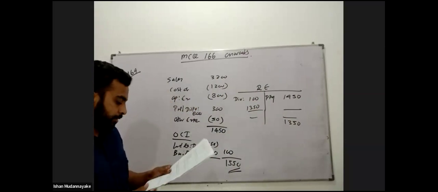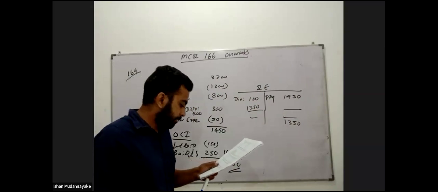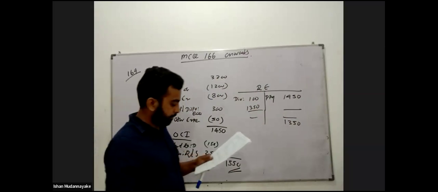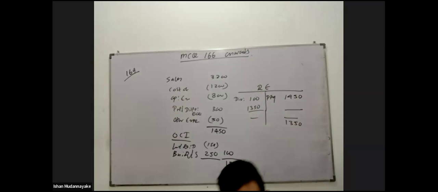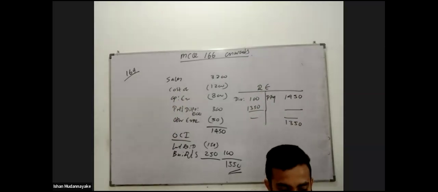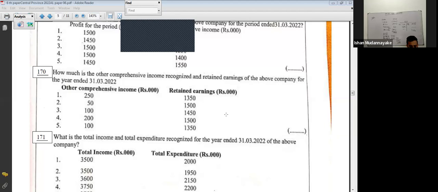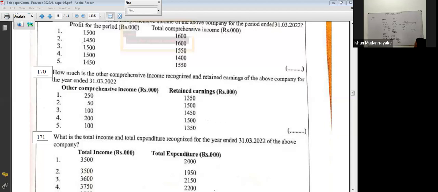Then what's the answer to question 170? Total net other comprehensive income is 100, and then retained earnings 1,350. Then the fifth one is the answer. Sorry, net other comprehensive income 100, retained earnings 1,350.